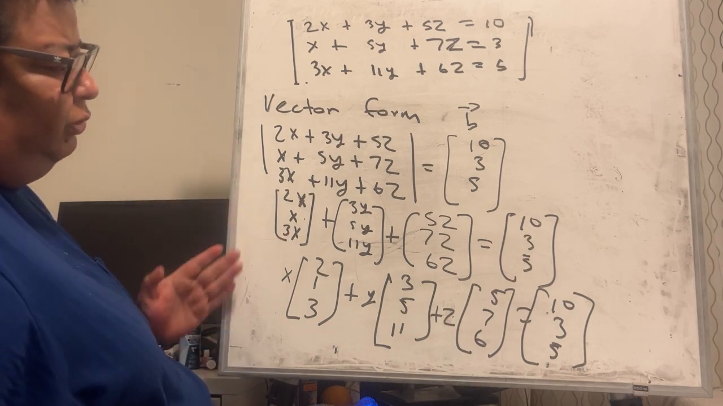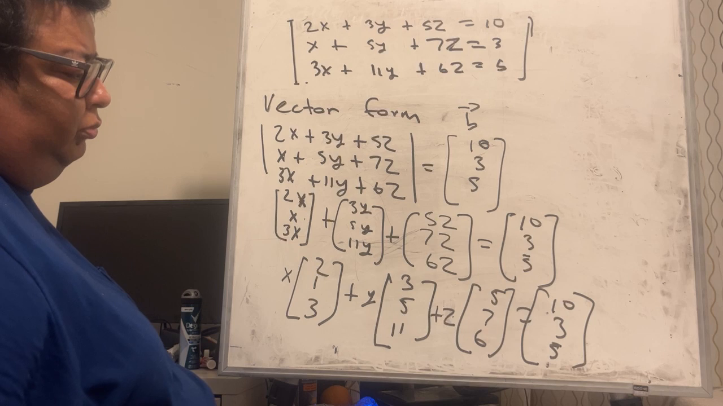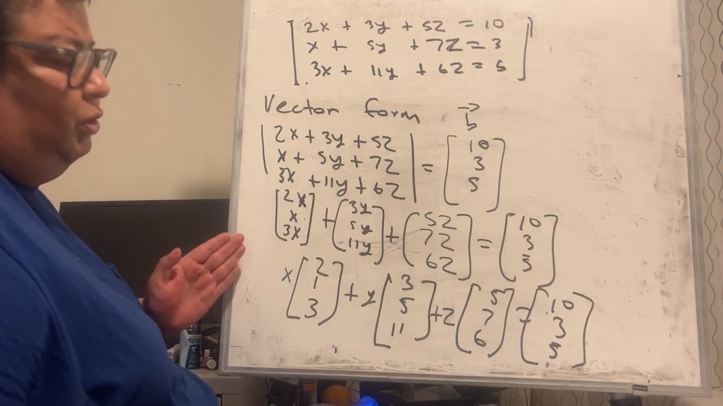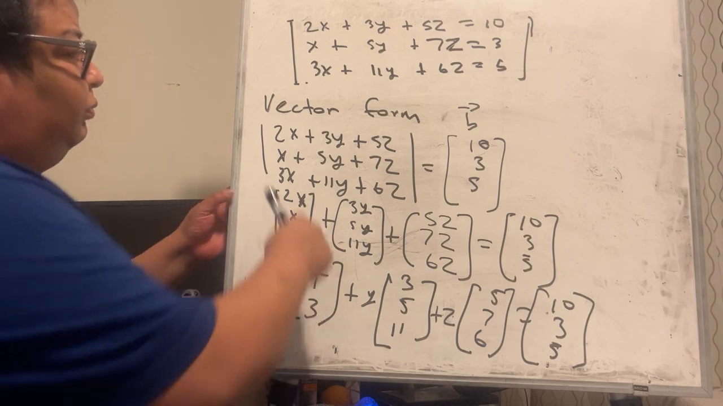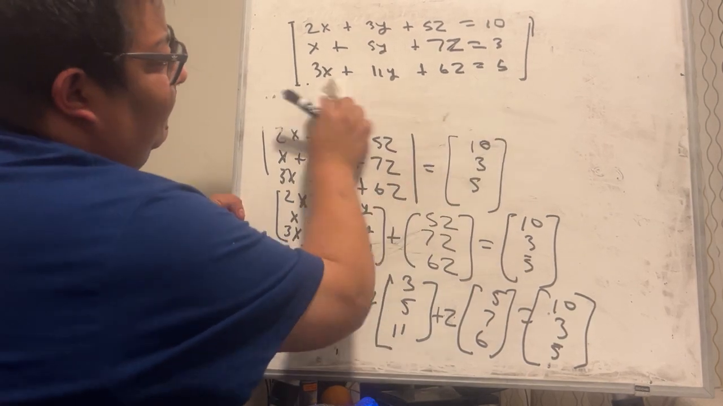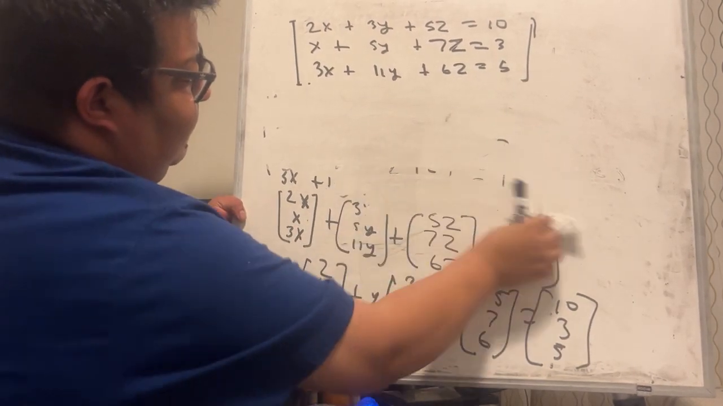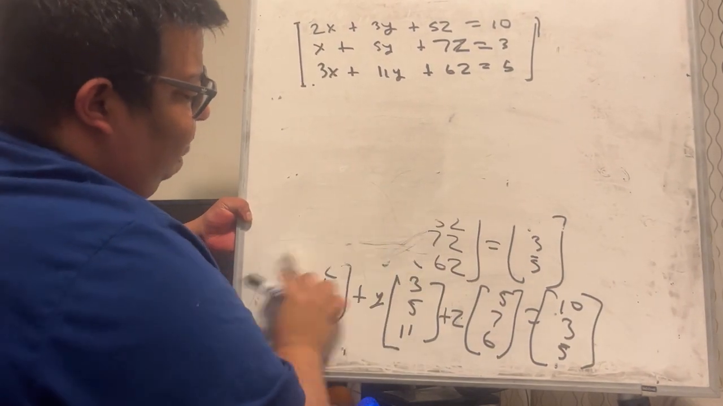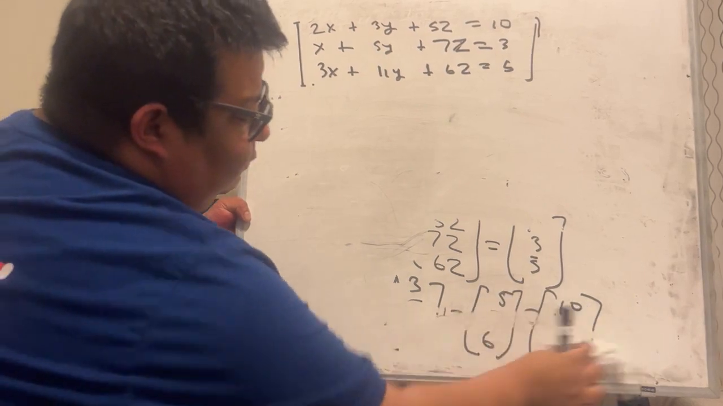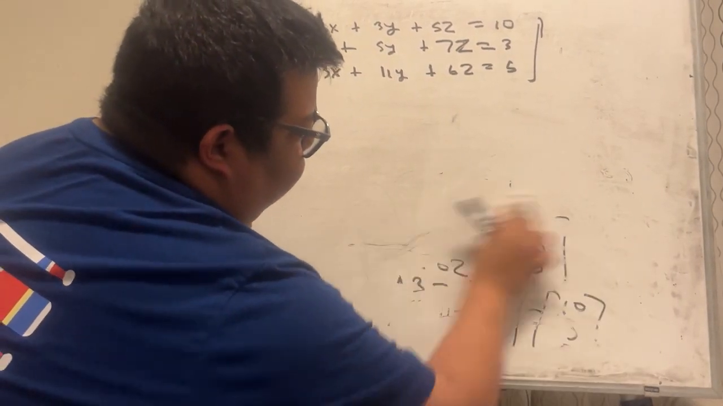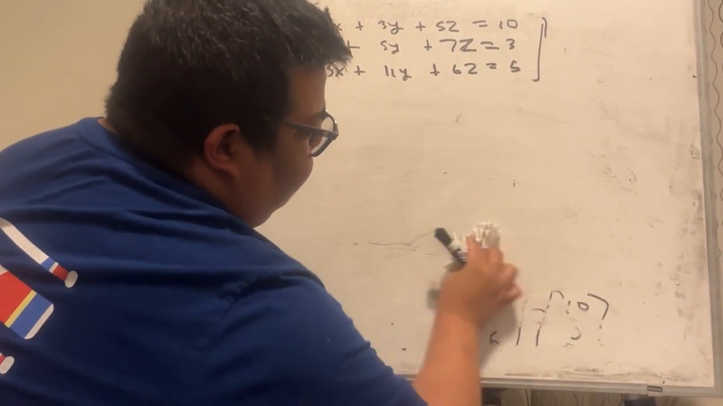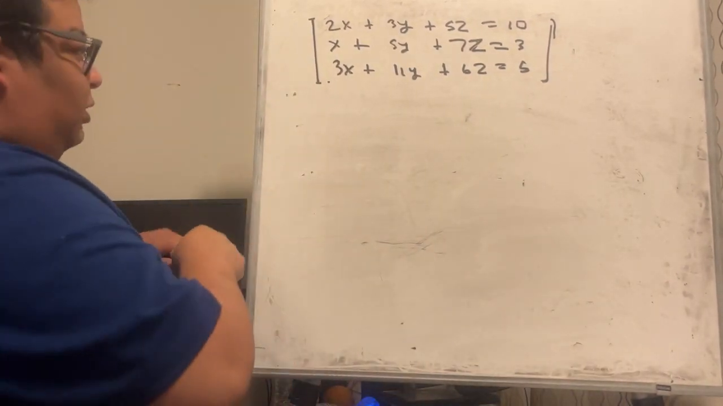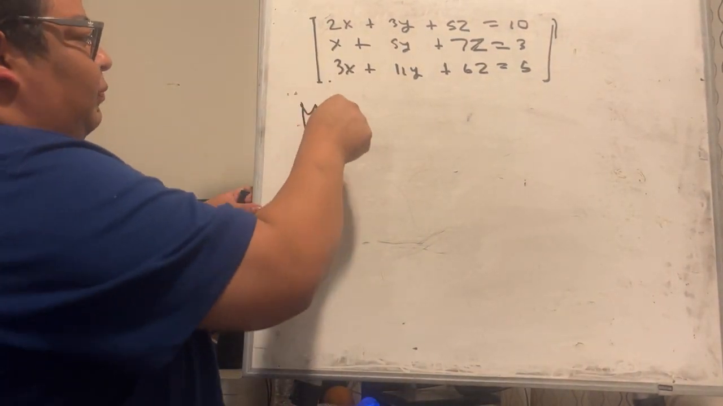And they are useful. These different ways help you to solve different kinds of problems. Now we're going to write matrix form. So now matrix form.